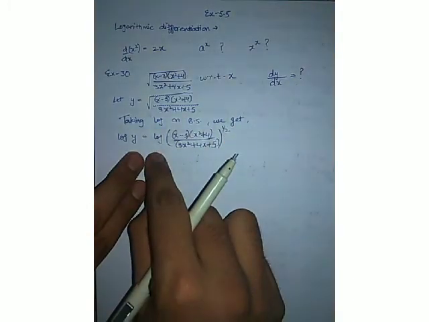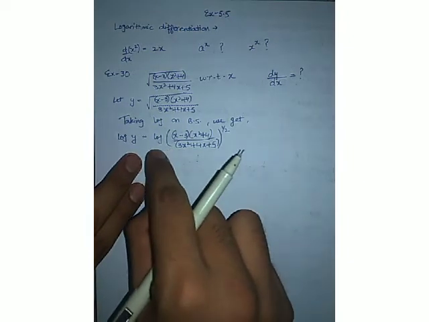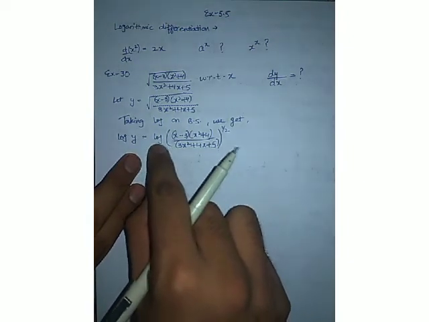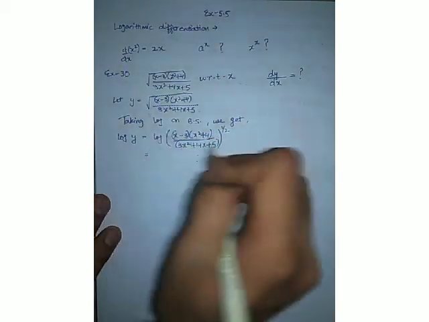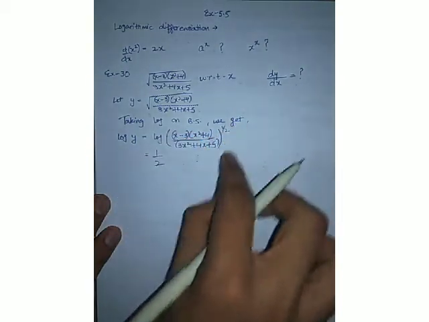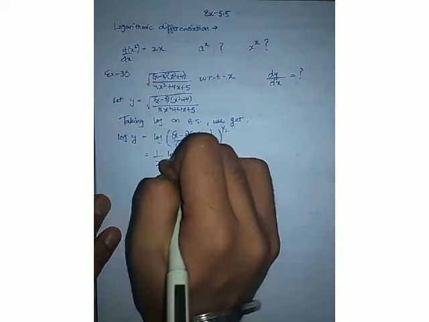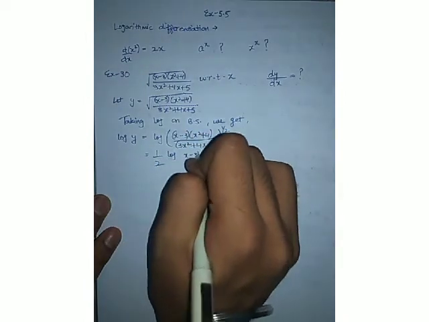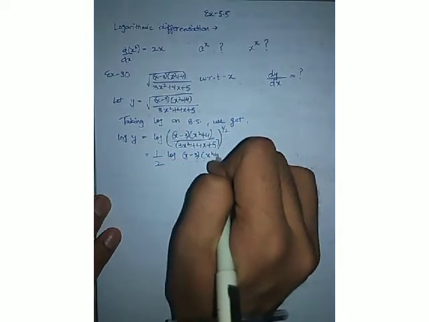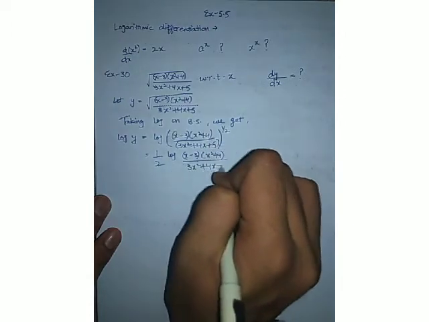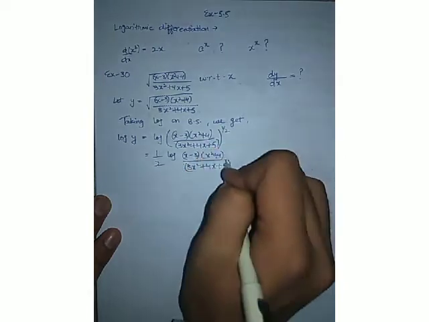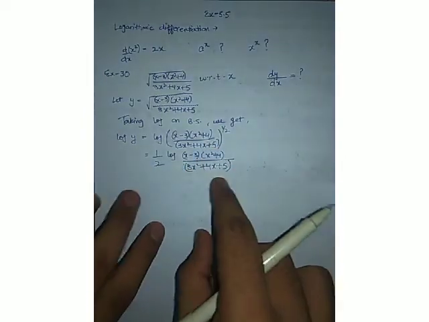Now we have studied in the previous video that there is a formula of logarithm, that is log m raised to power n is equal to n log m. So 1 upon 2 will come before log: 1 upon 2 log of (x minus 3)(x square plus 4) divided by (3x square plus 4x plus 5). Still it's very complicated. We have solved it a bit, but still it's very complicated.